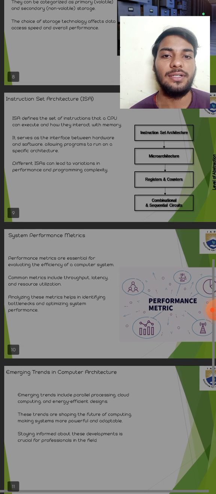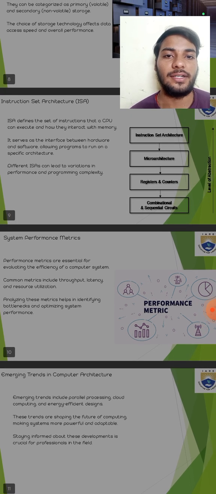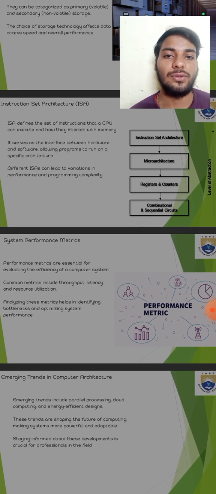And next we have the instruction set architecture, ISA. ISA defines the set of instructions that a CPU can execute and how they interact with memory. It serves as the interface between hardware and software, allowing programs to run on a specific architecture. Different ISAs can lead to variations in performance and programming complexity.